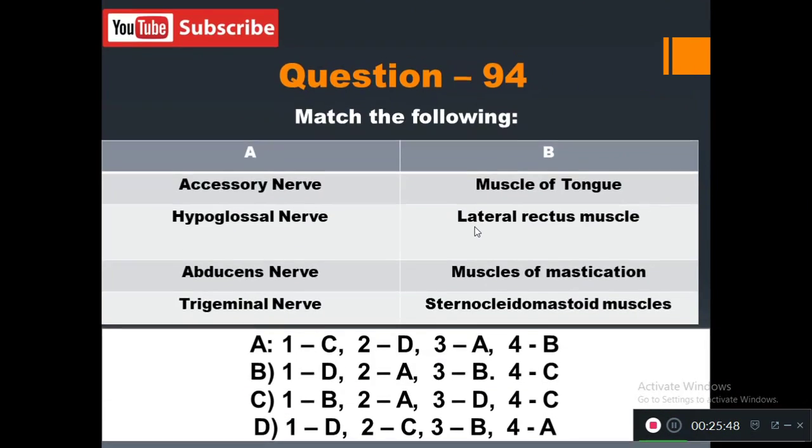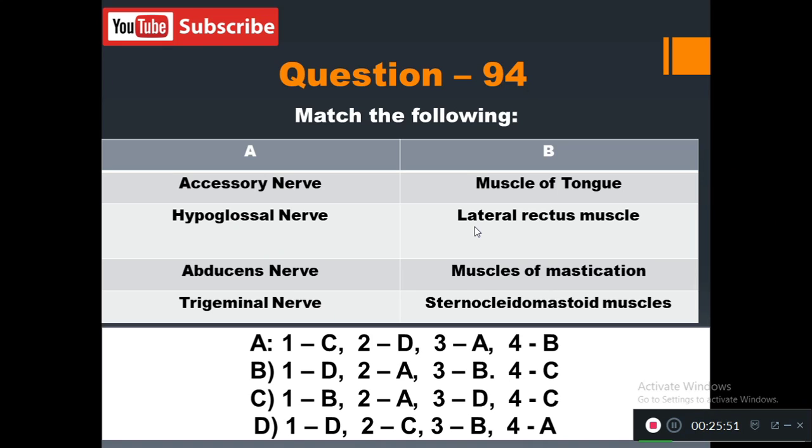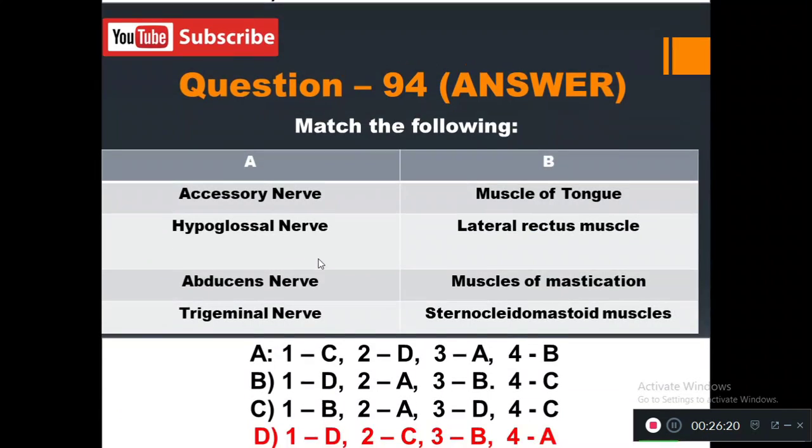Question number 94. Again, we are going to match the following. We have the nerves, and in B we have their functions: accessory nerve, hypoglossal nerve, abducens nerve, trigeminal nerve. We want to match them with muscles of the tongue, lateral rectus muscle, muscles of mastication, and sternocleidomastoid muscles. Now we will try to match it, and after matching, let's see the answer here.